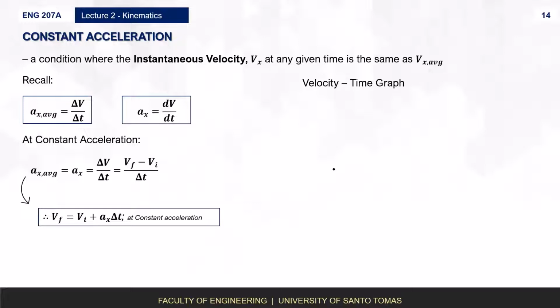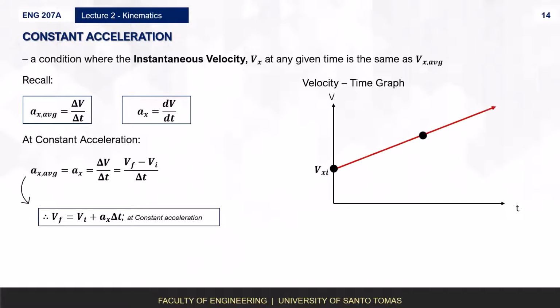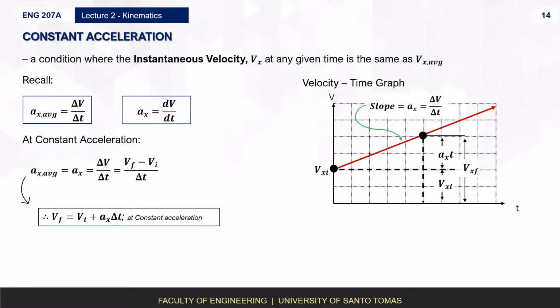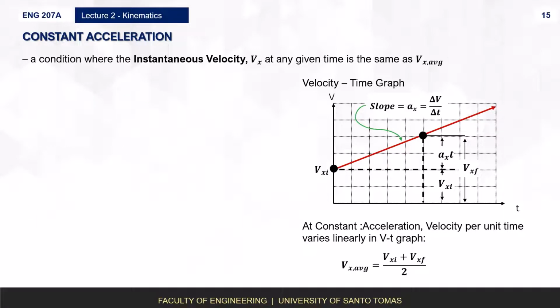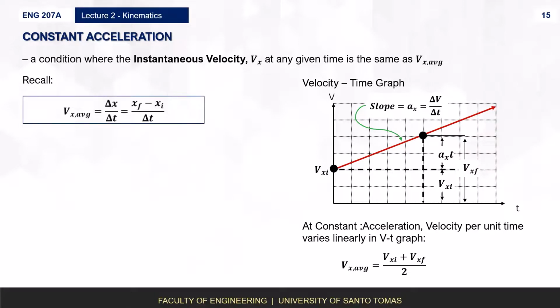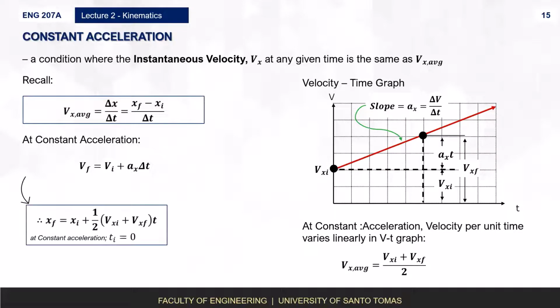You would know if you have a constant acceleration when your velocity time graph yields a slope that is the same at any point of the line, and when velocity varies linearly. You can solve for the average velocity as the sum of the final and initial velocity over 2. Substituting the equation from our previous slides, we can rearrange the equation to find another way to solve the final position at constant acceleration condition.